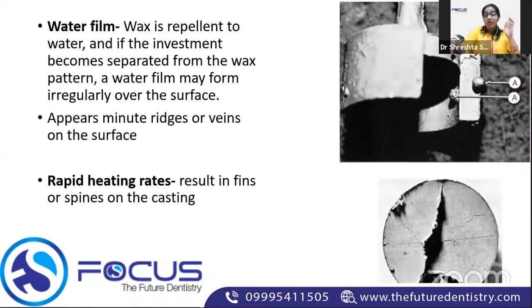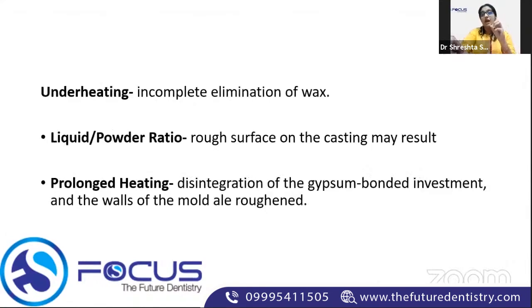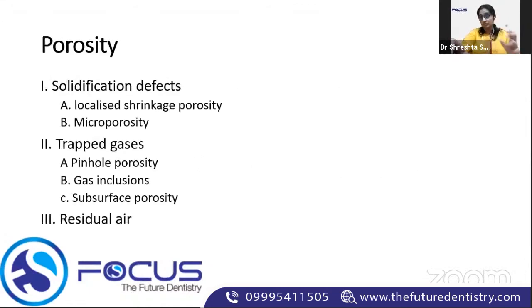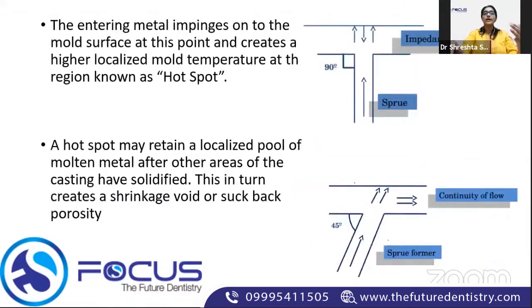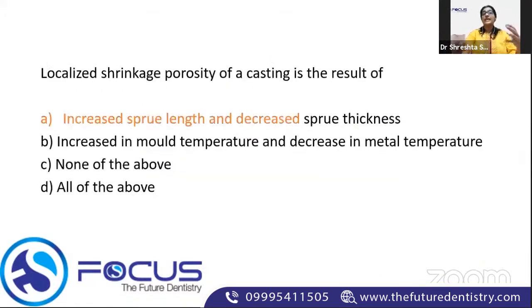See, here I did mention localized shrinkage porosity is mainly affected by your sprue, your sprue attachment, your angulation of your sprue attachment. If you have a longer sprue, what really happens? Your molten metal is traveling a very long distance, so there are chances it will solidify in between. If you have a thinner sprue, the same thing happens. So your answer is going to be increased sprue length or decreased sprue thickness. Sorry, not wider sprue, I meant a decreased sprue thickness.